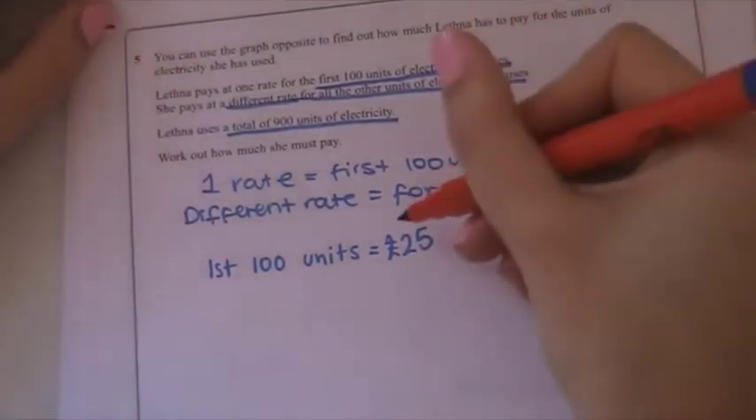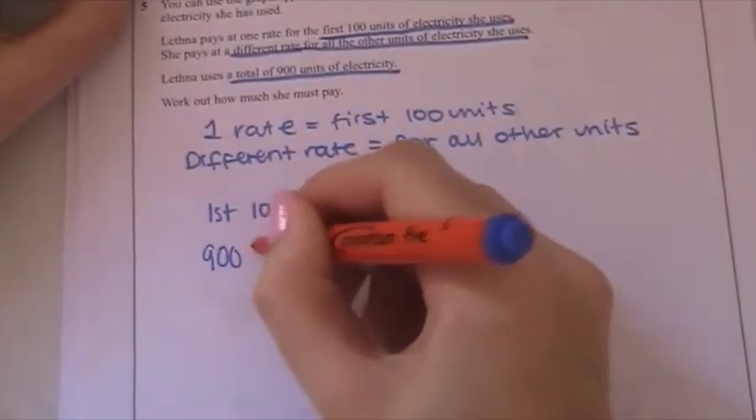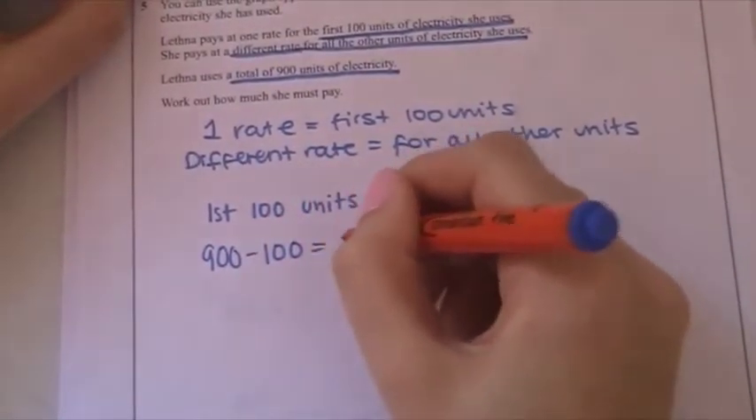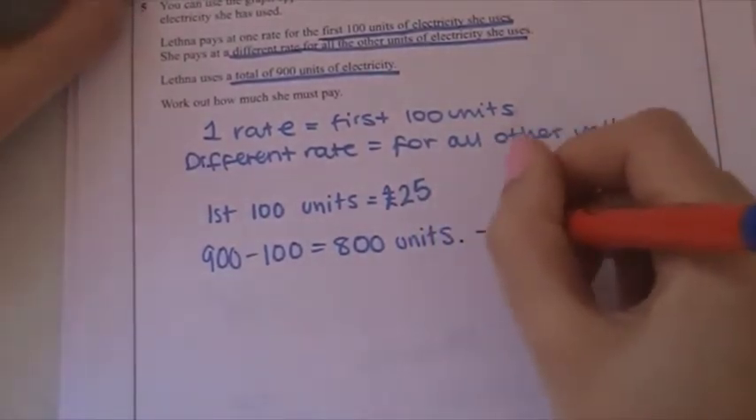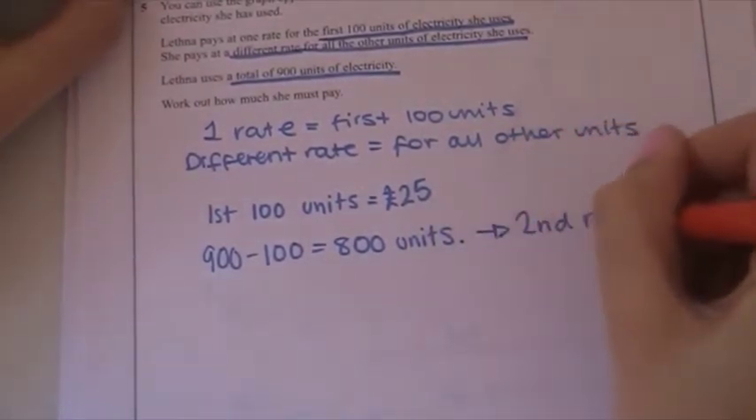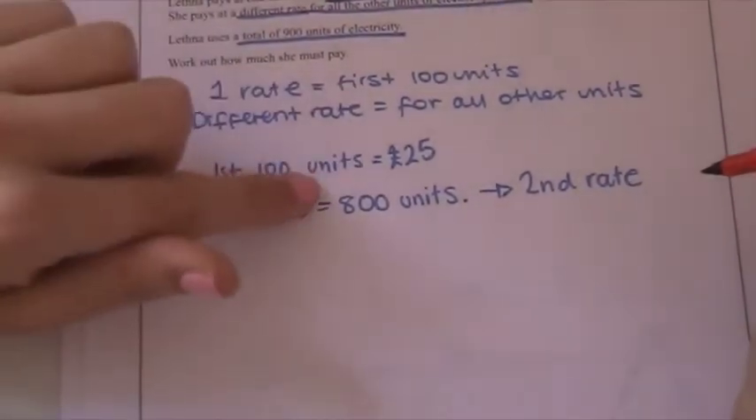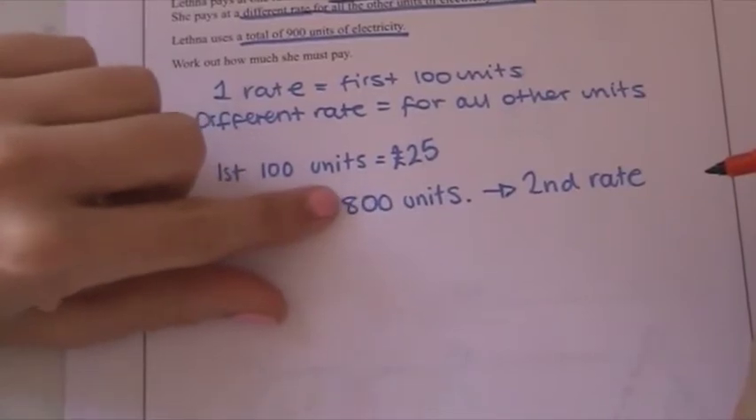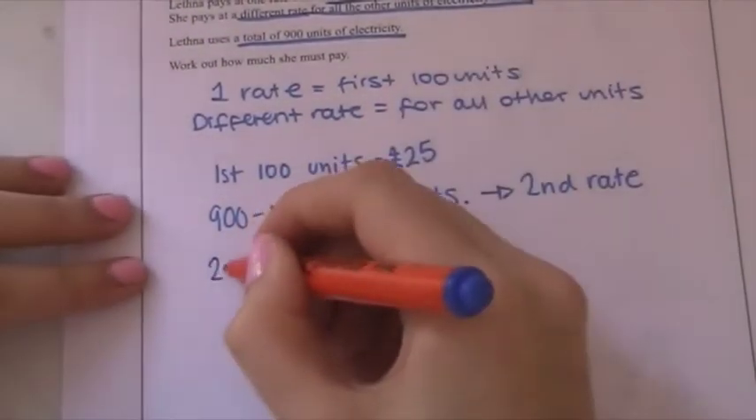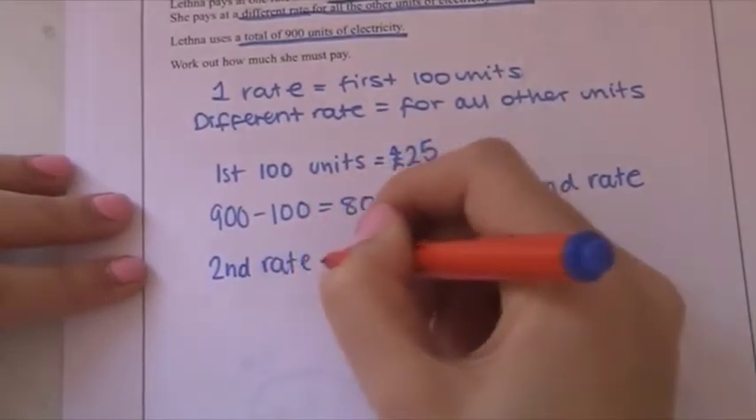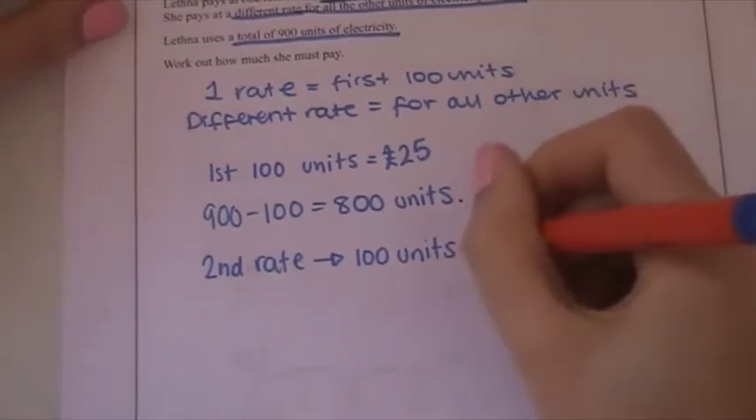Now, we've done our first 100 units, and it says she does a total of 900 units. So we've got a total of 900, and we've already worked out our first 100 units, so we've got 800 units left to look at, and this will be at the second rate of the cost of her electricity. So I would be tempted to find out what 100 units is worth at this second rate, and then to times that by 8. So for the second rate, we're going to look at what 100 units is equal to.